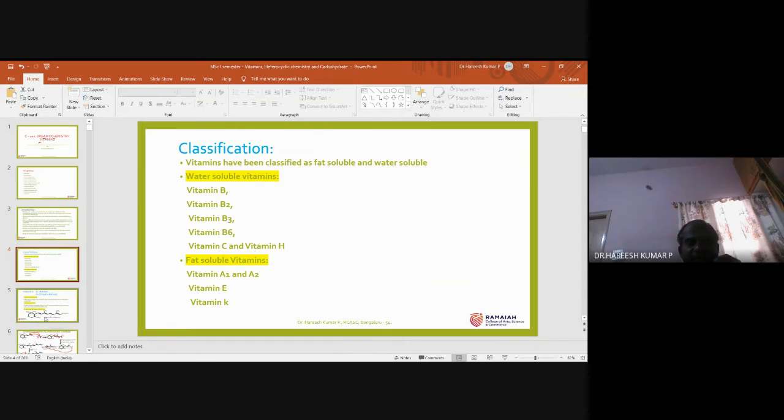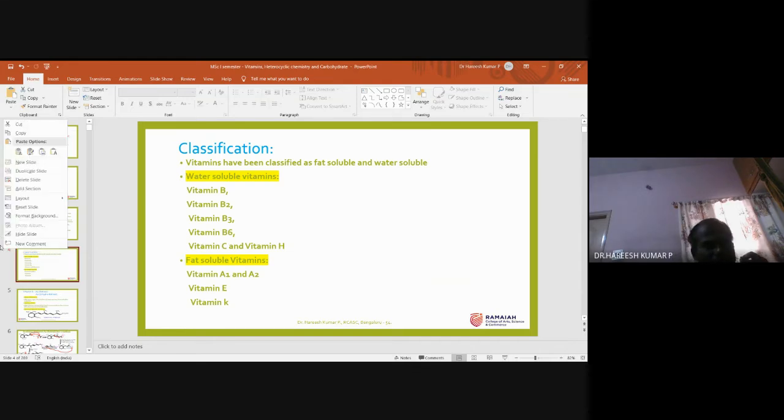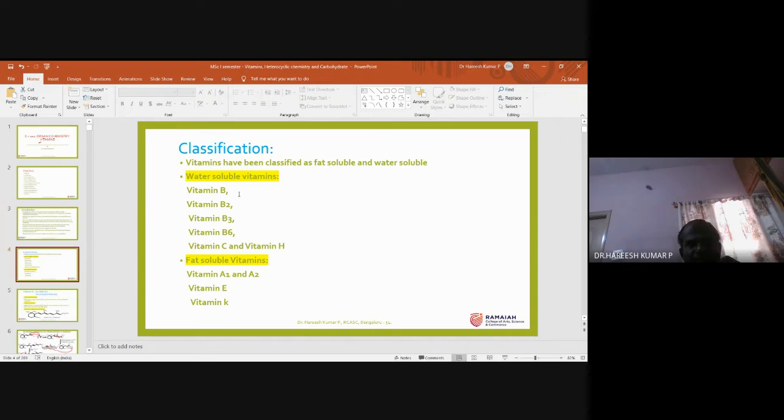Classification is based on solubility. If the vitamins are soluble in water, then those are called water soluble. If the vitamins are soluble in other than water, they are called fat soluble ones.